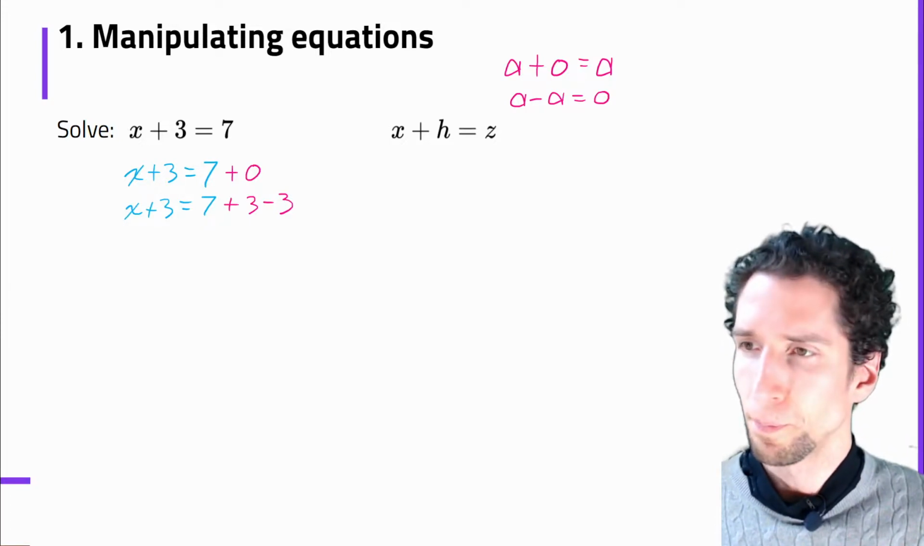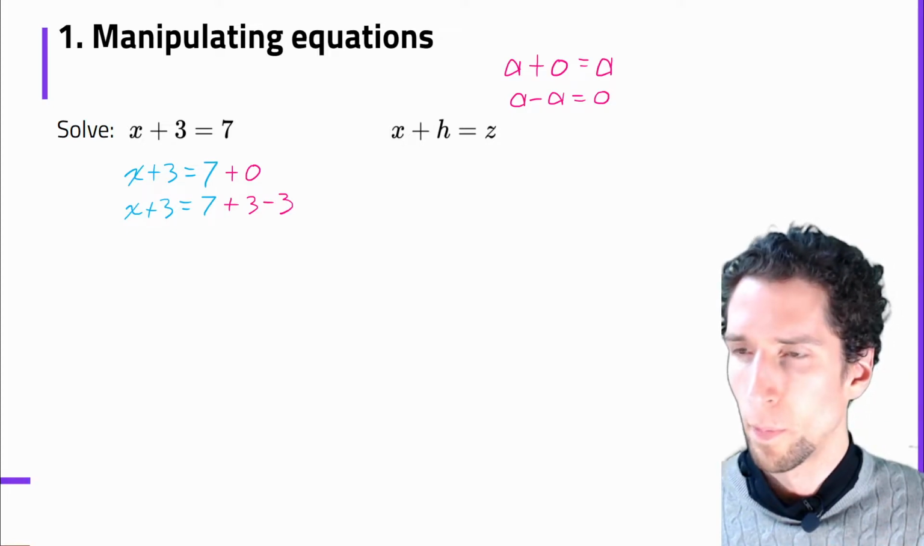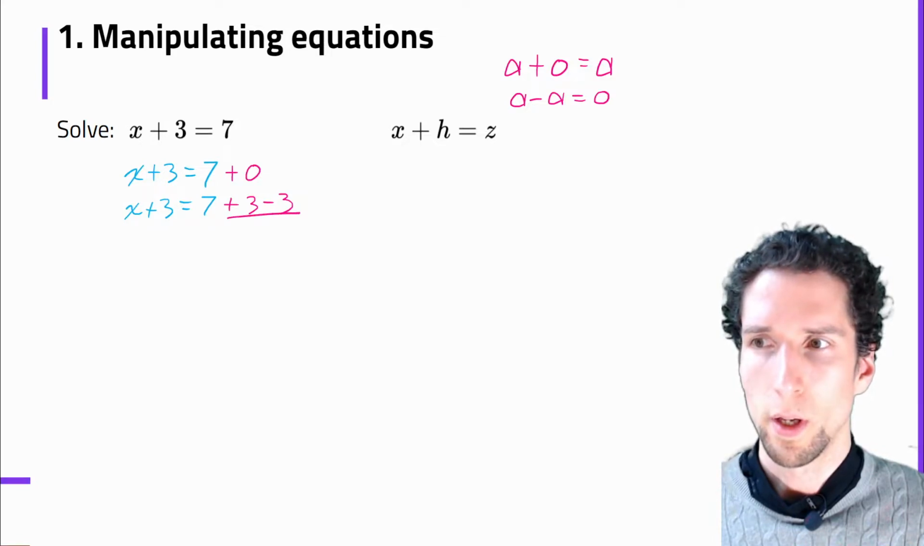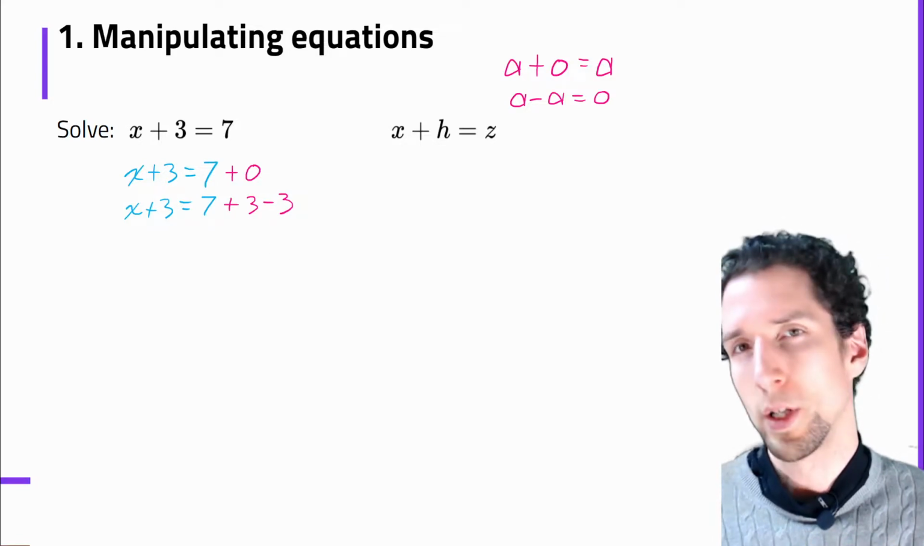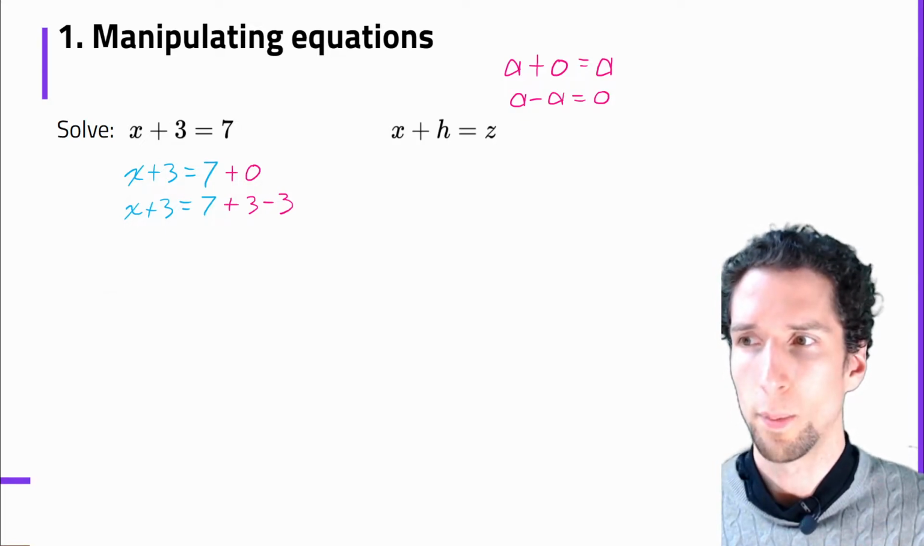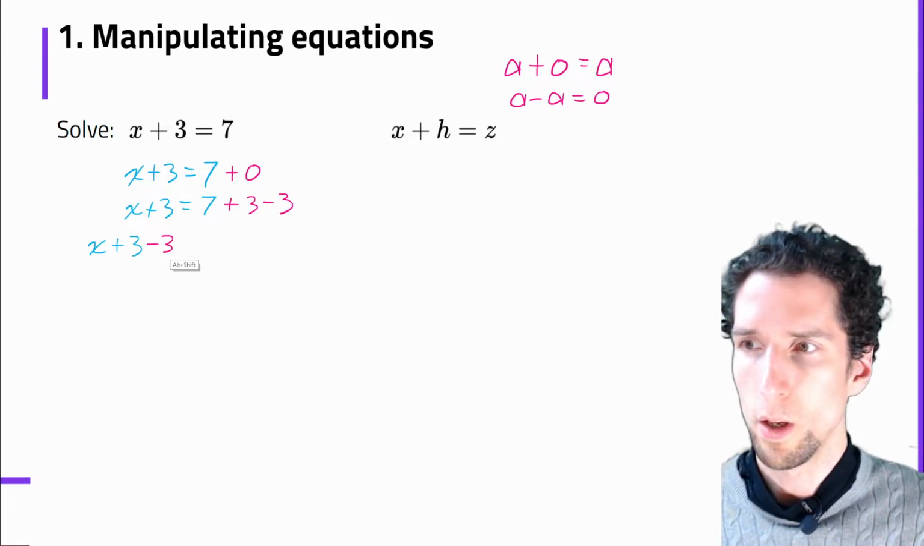So then let's say we want to look at this a slightly different way. How about instead of adding and subtracting the same thing from one side, why don't we just subtract the same thing from each side separately? So something like this: x plus 3 minus 3 equals 7 minus 3.